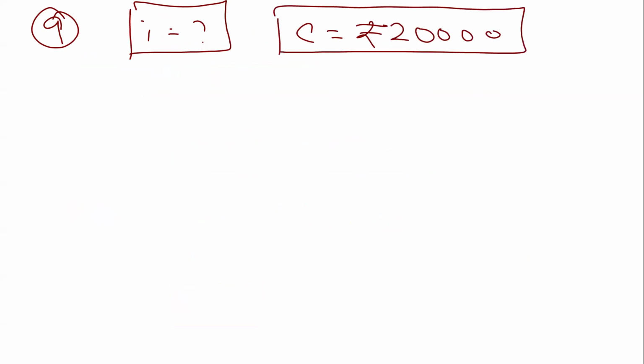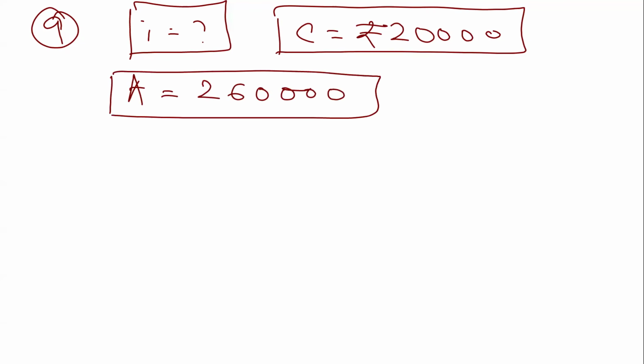Question number 9. Find the rate of interest compounded annually if an annuity immediate of 20,000 per year amounts to 2,60,000 in 3 years. So they are asking the rate of interest I. Annuity is nothing but C, and they are mentioning annuity immediate. It amounts to 2,60,000 in 3 years. So the future value is 2,60,000 rupees. N is equal to 3 years, which is 3 installments.